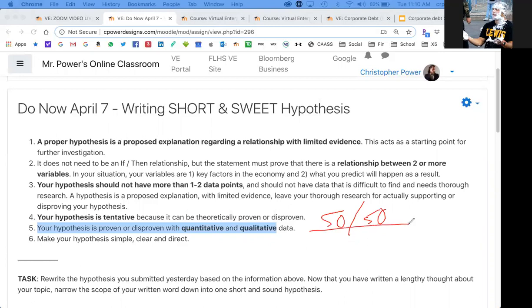50 data, 50 observation, 50 thoughts, 50 numbers. What else? Daniel, did you have your mic unmuted too? Ethan says 60-40. 60 quantitative, Ethan? All right, so we'll do QT, QL. So we got a 60-40. Can I get a 70-30? Anybody want to give me a 70-30? 75-25? Can I get an 80-20? Anybody want to give me 80-20? 80% quantitative.